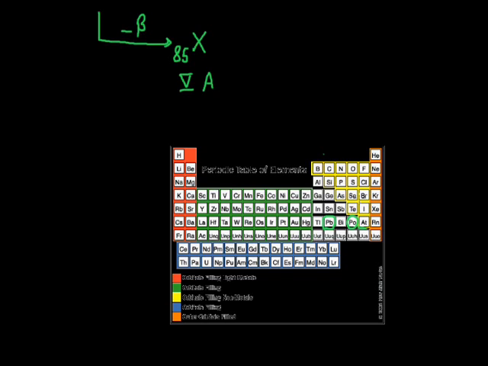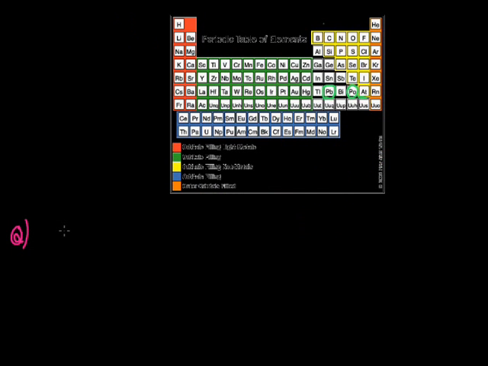Now we will do some practice based on this rule. A question is given to us, and it starts with the element radium. Radium has atomic number 88 and mass number 226. The position of radium in the periodic table is also provided to us. Radium is a part of the alkaline earth metals, which are placed in the second group or 2A group, and the period of radium is the 7th period.